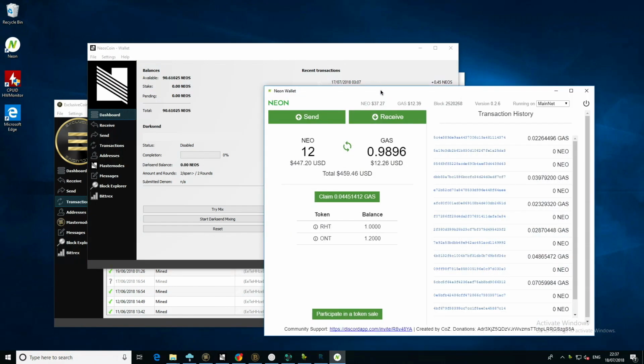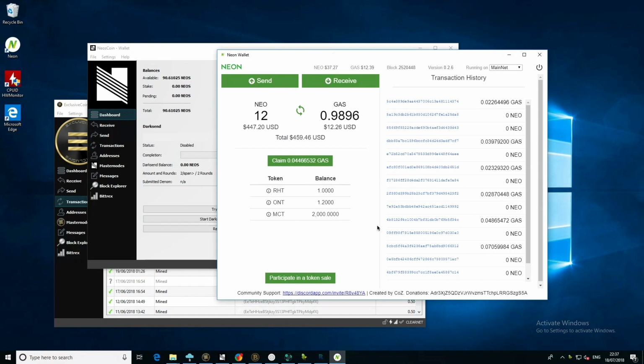And we have the Neon wallet as well. So Neon wallet, and wow, what's this, 2 million MTT? Oh, 2000 MTT. I'm not too sure what this airdrop is, but I'll take it, I'm happy to take it. And we have 0.04 gas that we can finally claim, and that means we're going to hit one whole gas. Finally, amazing.